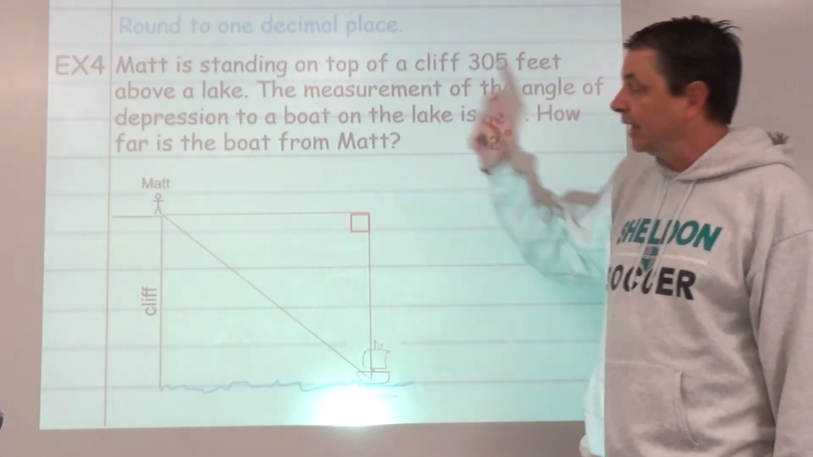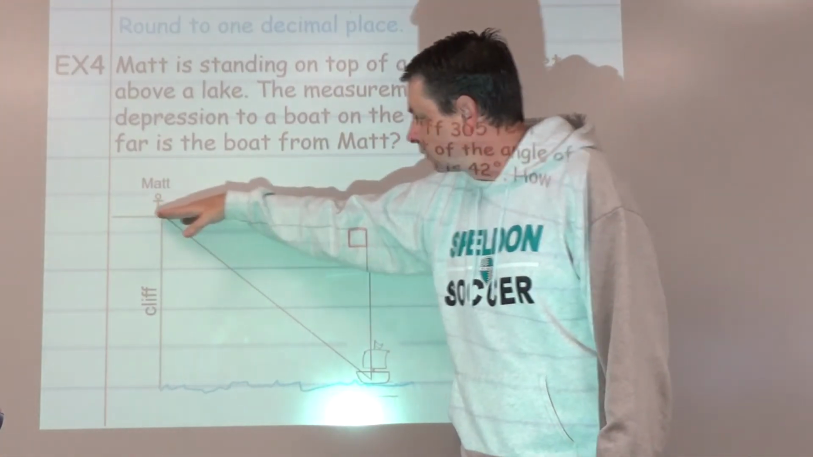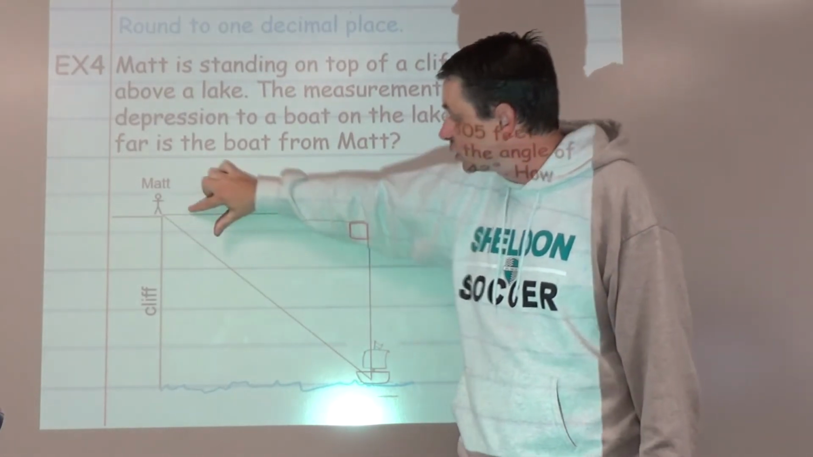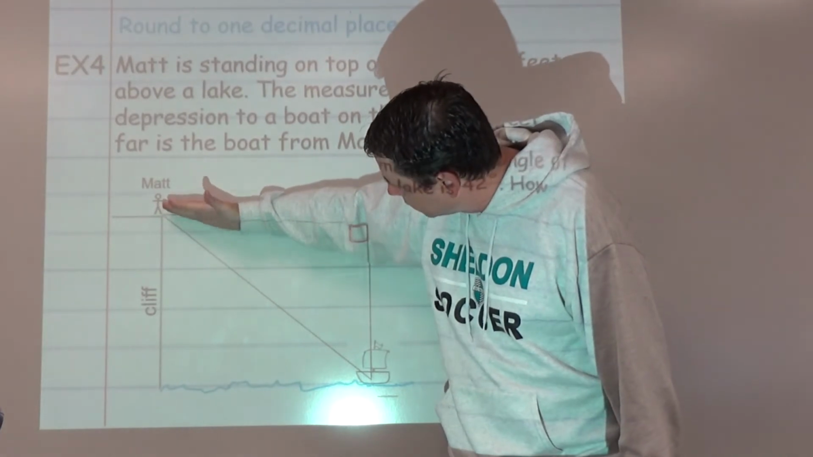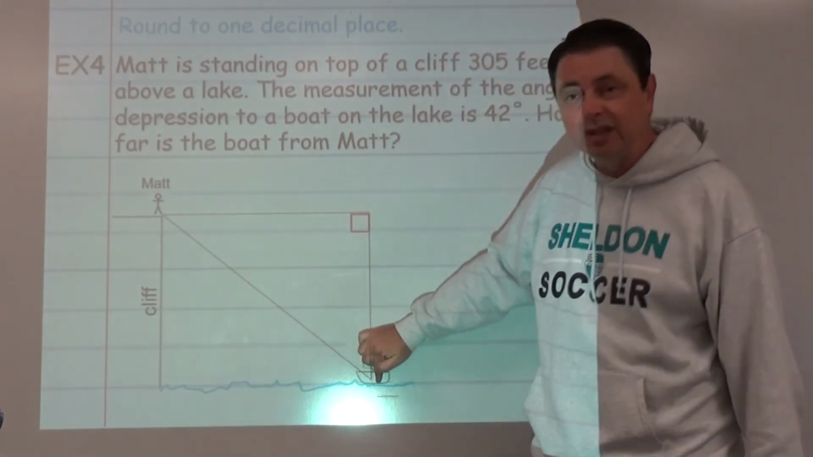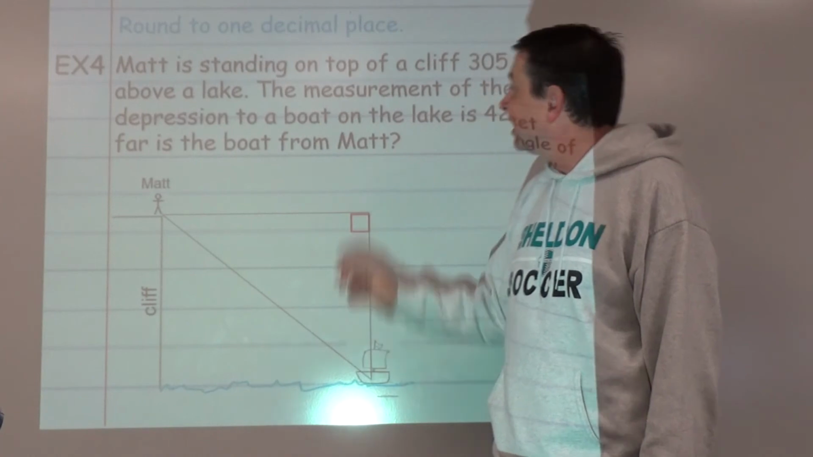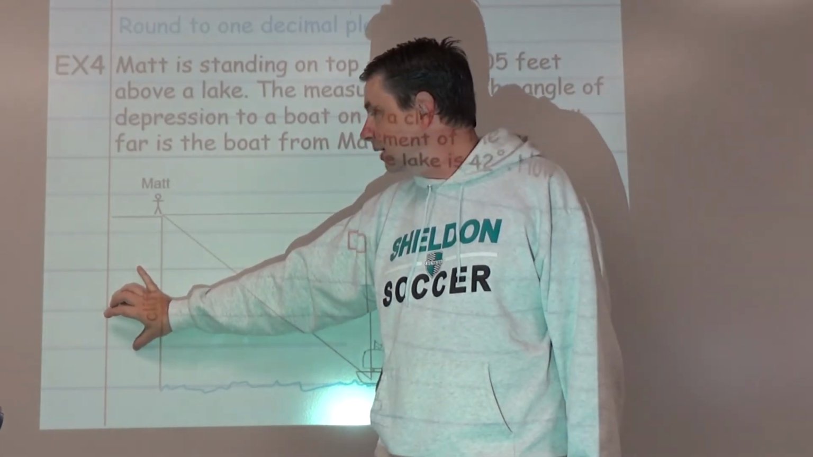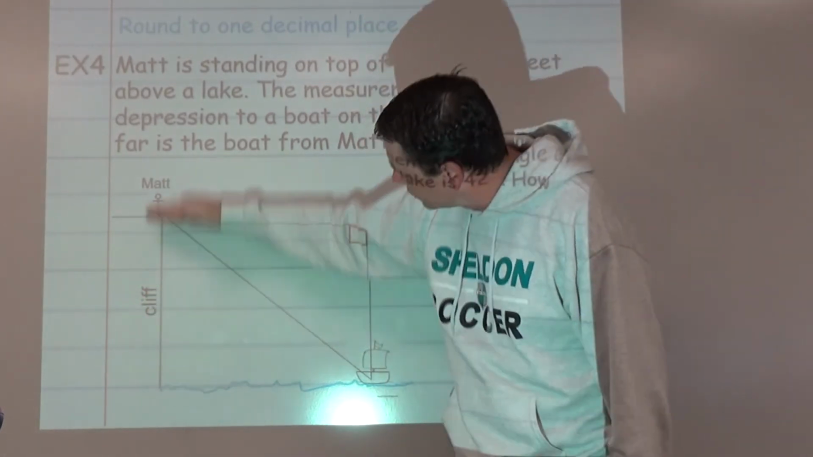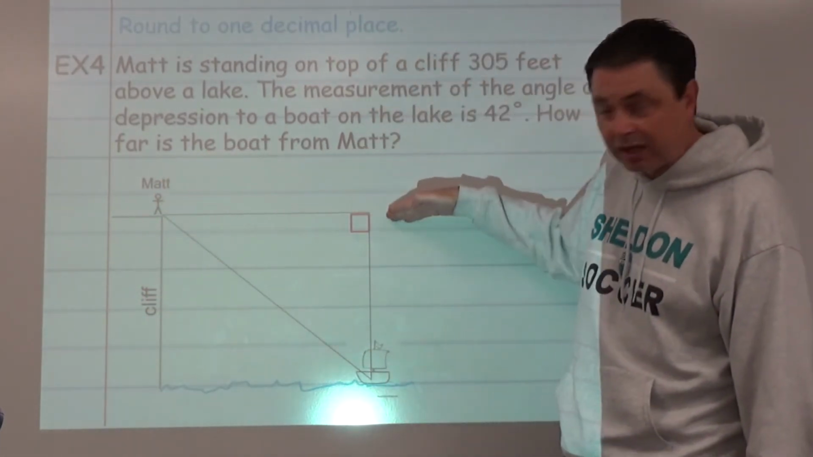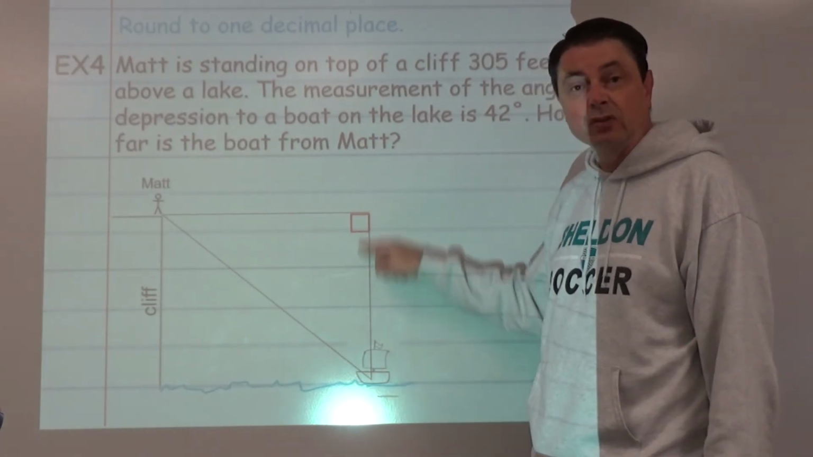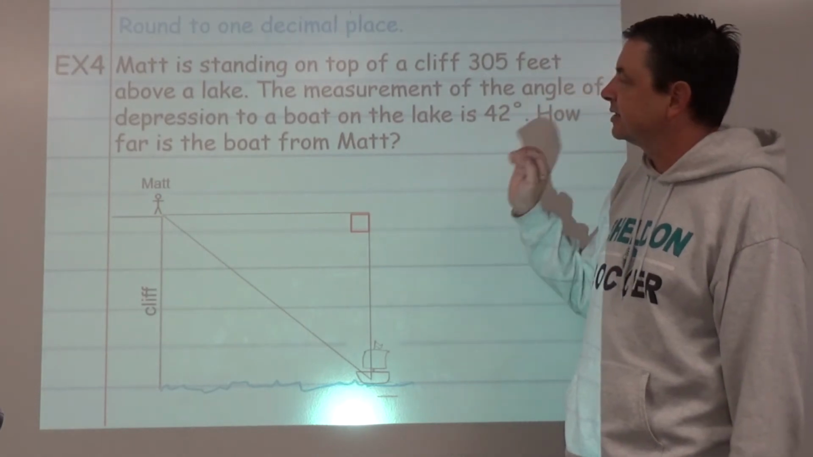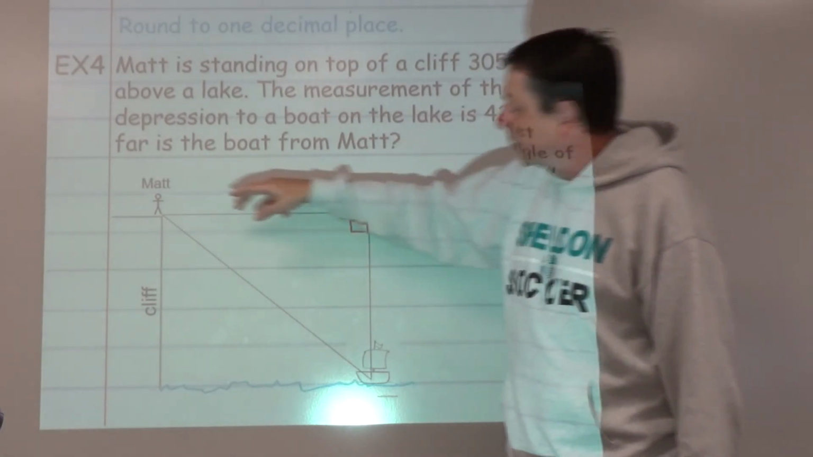So the 42-degree angle is here from the horizontal. It's the only angle that touches a horizontal here that's not the right angle. So this is the 42 degrees, bent down so that we see the boat. The cliff is 305, but that's not one of the sides in the right triangle. But straight across, if this is 305 and this is horizontal, then this also has to be 305. So that's 305. And then the tricky part is the distance from Matt to the boat.